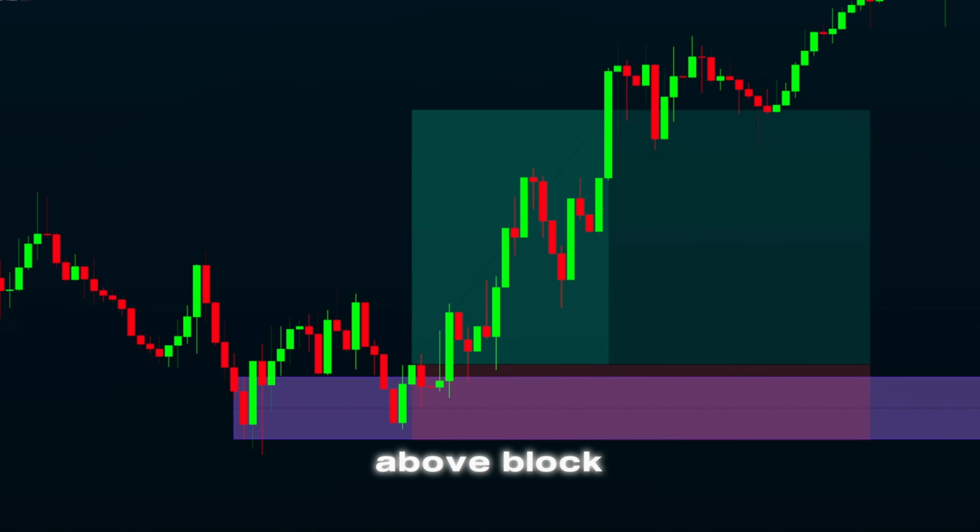Enter long above the block high on close. Stop below the block low by 20 points. Target: block height x3 from the reclaim, 2 to 1 minimum. Take a partial at the prior displacement level.